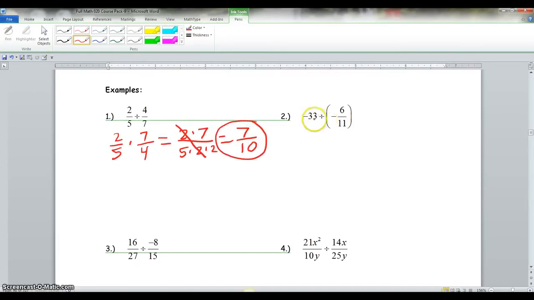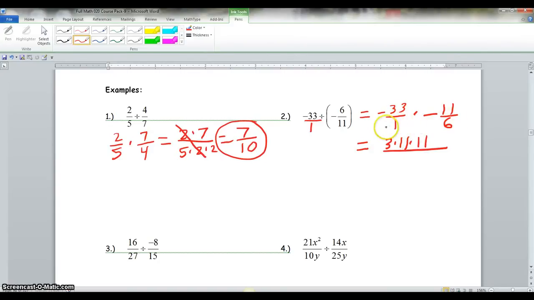Now we go to number 2. Now first thing, we should put this negative 33 over 1. So we will have negative 33 over 1. The division will become multiplication, and we would take the reciprocal of the second fraction, which would be a negative 11 over 6. Now, we know a negative times a negative is a positive. So we take the prime factorization of 33, which is 3 times 11, and then 11 here is already prime. And then now we have 1 times 6.